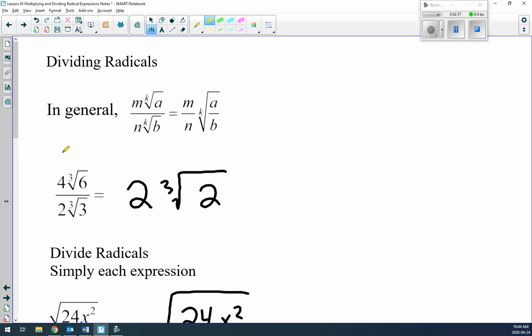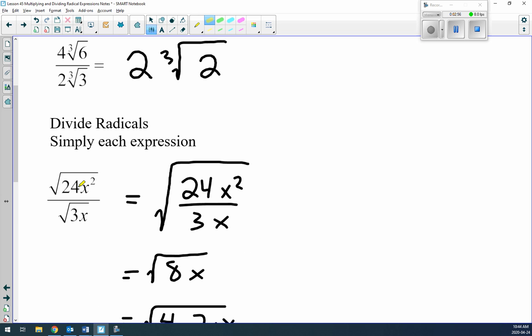So dividing, the key concept here again is they have to have the same index. So they have to both be square roots, or both be cube roots, or both be quad roots, right? And then we just go ahead and do everything. So we got a 4 and a 2 and a 6 and a 3. Well, it's really relatively easy. 4 divided by 2 is 2. It's cube root. Root of 6 divided by root of 3 is root of 2.